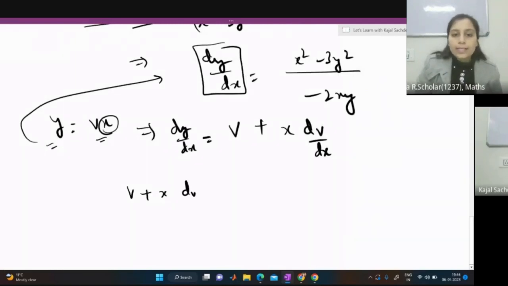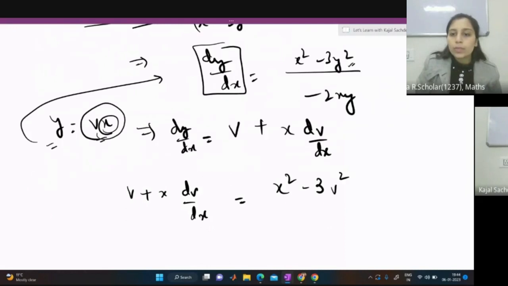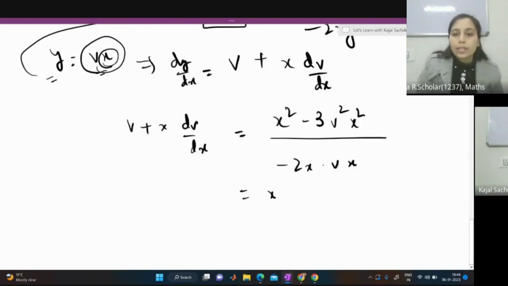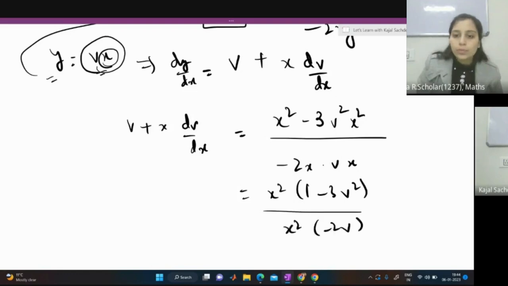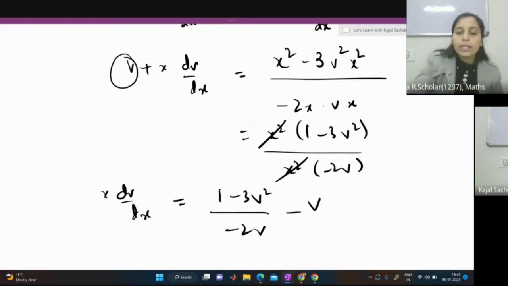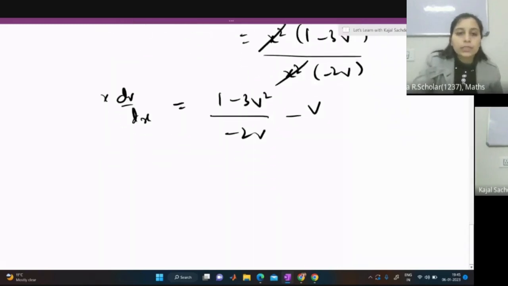v plus x dv by dx is equal to x square minus 3 times y square, and y is equal to vx, so this will become v square upon x square, and here y is equal to vx. Now we can see that x square is common from above and for below also. So this will cancel out and we get x dv upon dx is equal to 1 minus 3 v square upon minus 2v, and this v will come here with negative sign, minus v. Now we can solve this.